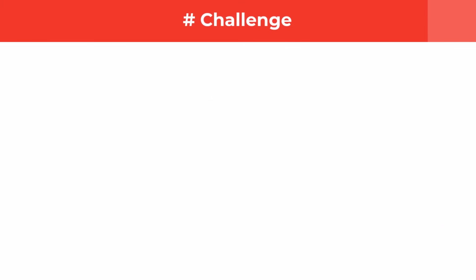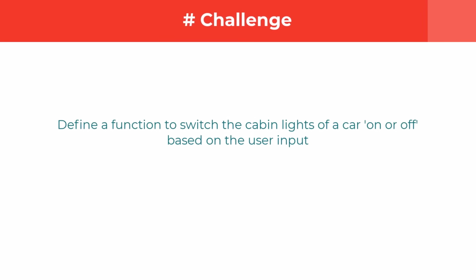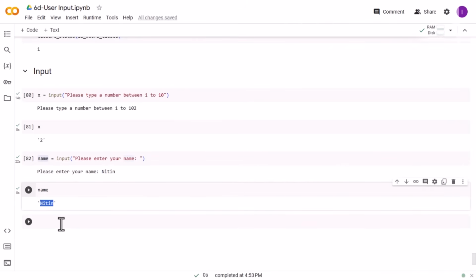Now that we have learned how to get an input from the user, it's now time to test our understanding through a quick challenge. In this challenge, I want you to define a function to switch the cabin lights of a car on or off based on the user input. So hit pause and take the challenge. Hopefully this went well for you. Now let's do it together.